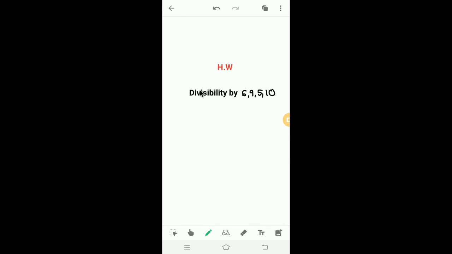Homework. Write and learn divisibility by 6, divisibility by 9, divisibility by 5 and divisibility by 10 three times in your rough book.